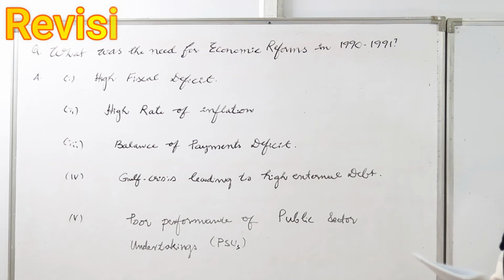The first point is high fiscal deficit. Fiscal deficit refers to borrowings of the government on account of excess of its expenditure over revenue. High fiscal deficit led to inflation, because too much money flowing into the economy led to inflation. The economy cannot grow with high fiscal deficit. In 1990-91, the fiscal deficit was 8.4% of GDP, which normally should not be more than 4% of GDP. Here it's more than double. So that's the first point.